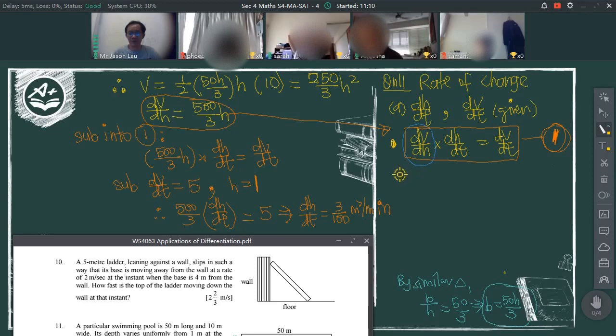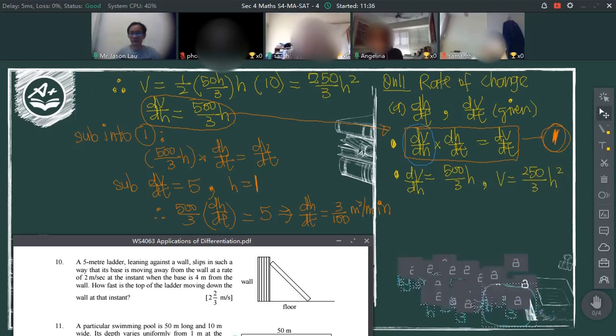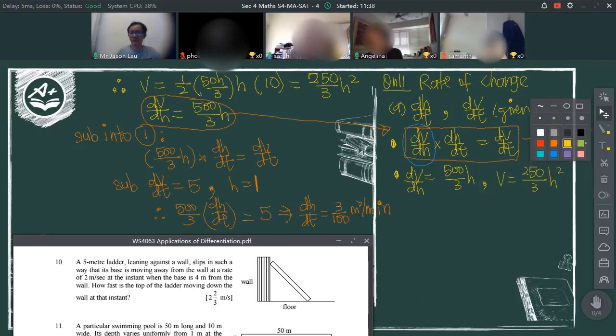Yeah, so I need this quantity. I need the V, dV/dh, and the V. Yeah, so these are the quantities I need to do part B. So done. Can I continue with part B? Okay, for part B, it will be done this way.